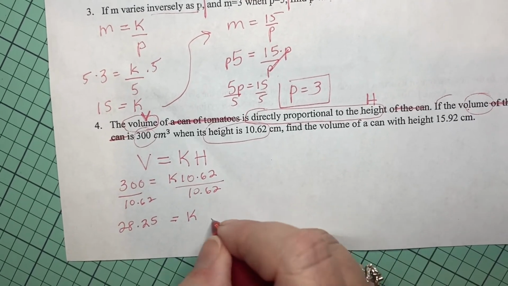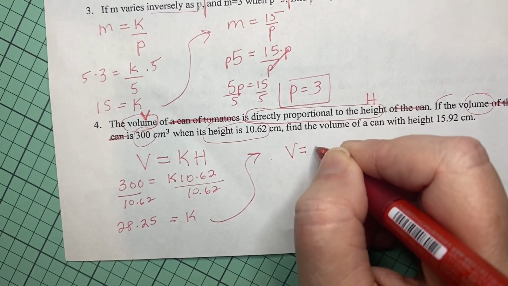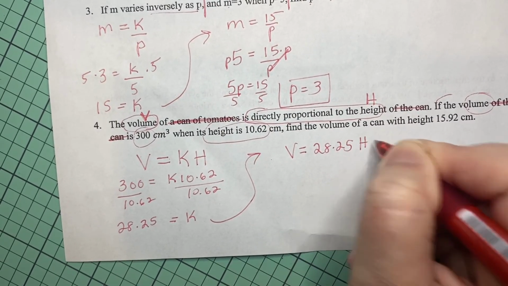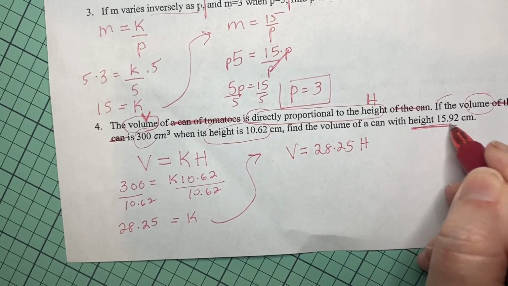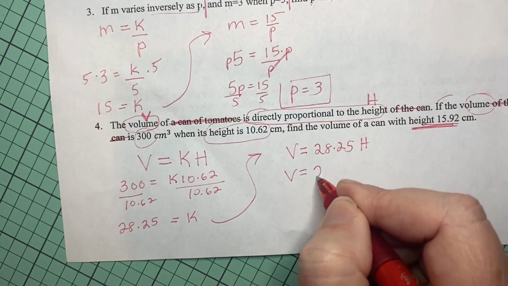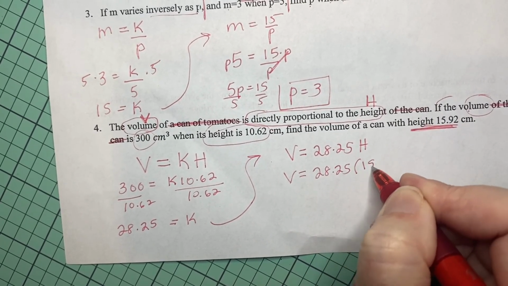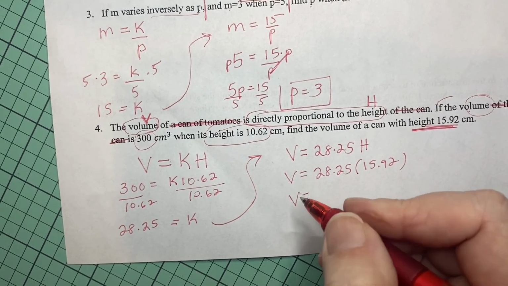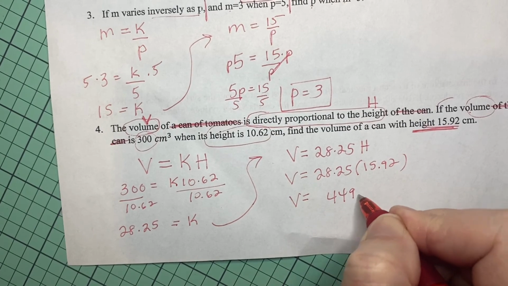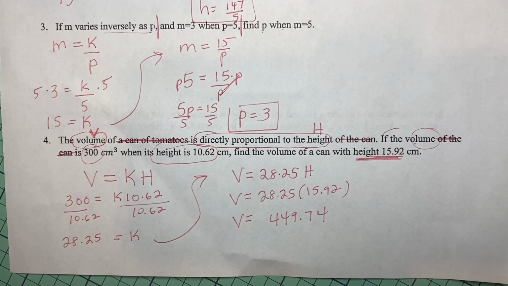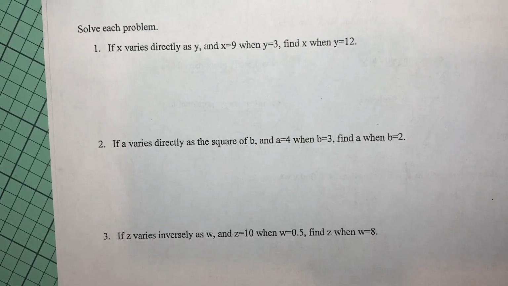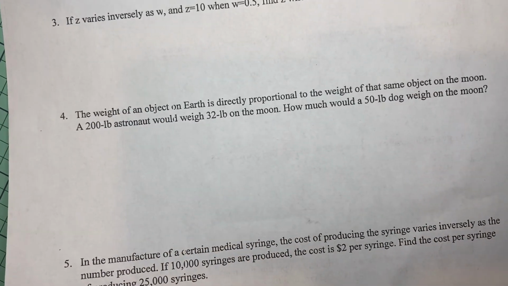So now we solve for the variable, so we go back in. So now V equals 28.25H. And then we look at the very back. Find the volume of a can when the height is 15.92. So that means we need to plug that in for height, 15.92. And so when you do that on your calculator, it's 449.74. So see that problem that looks really hard, if you just start marking out the descriptive words and only look at the important words, hopefully it's not that bad. So just do the 5 on the back for practice problems, and I've got the answers uploaded for you there too.